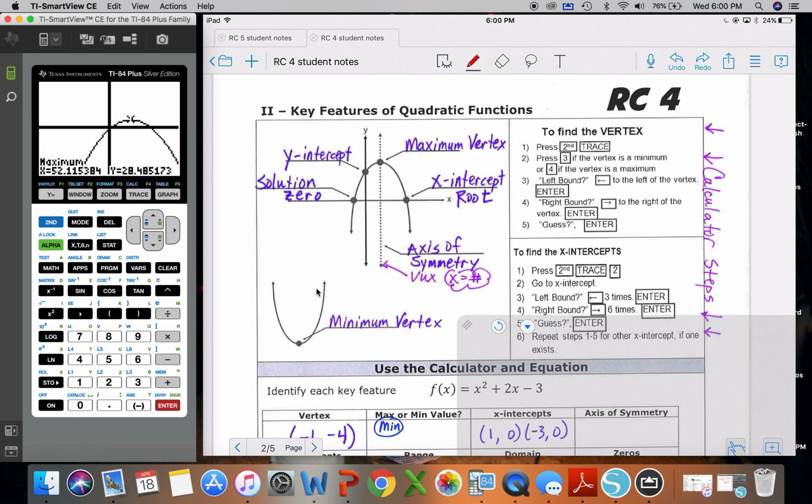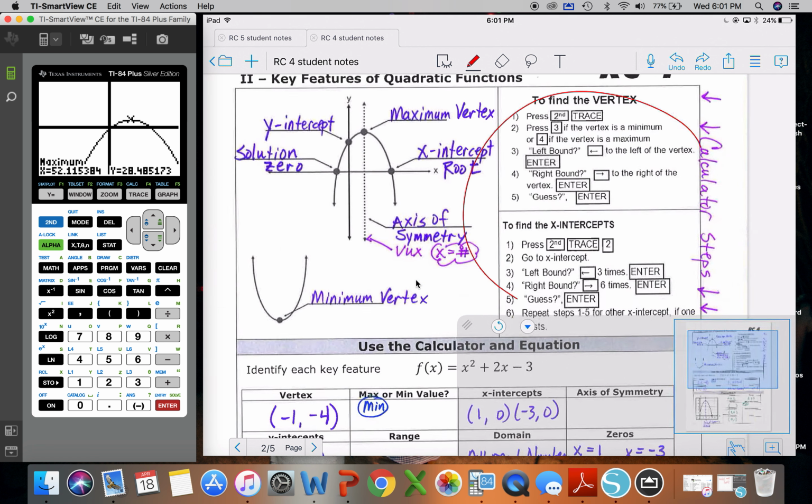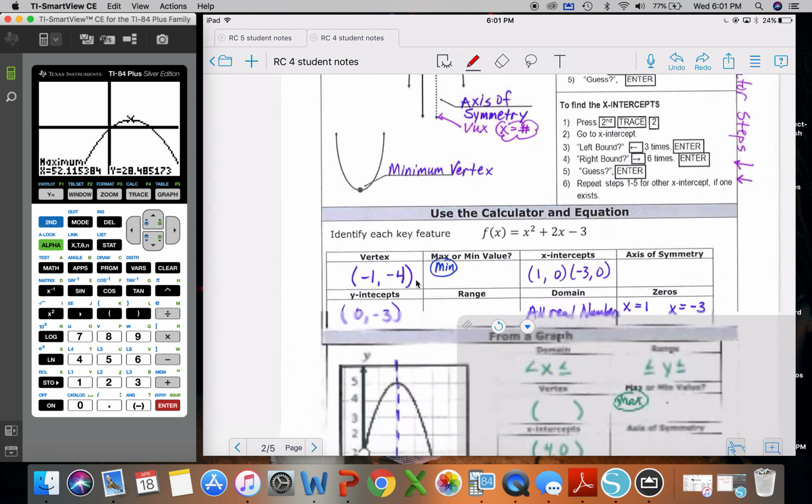There's two different vertices that you can have. Both of these represent a vertex. This one is a maximum vertex, and this one is a minimum vertex. And then whether you have a maximum or a minimum, your axis of symmetry is always the line that goes through your vertex, and is always a vertical line, so it's always going to be an x equals. Again, calculator steps here are going to come in handy. We're going to use them in a minute.